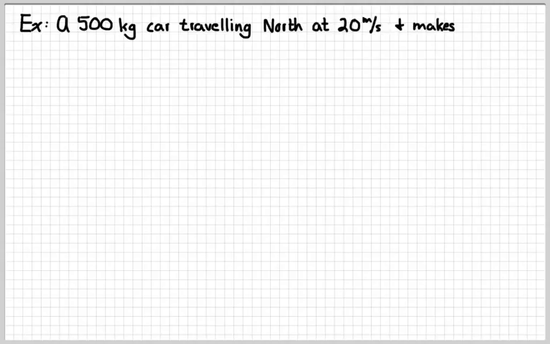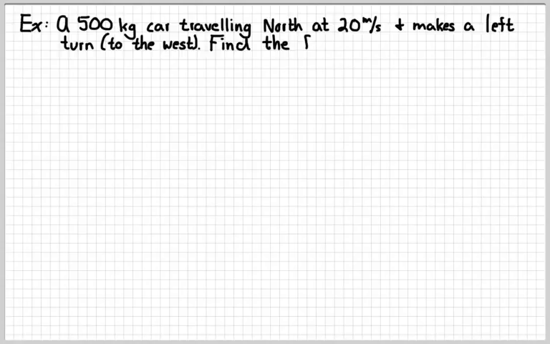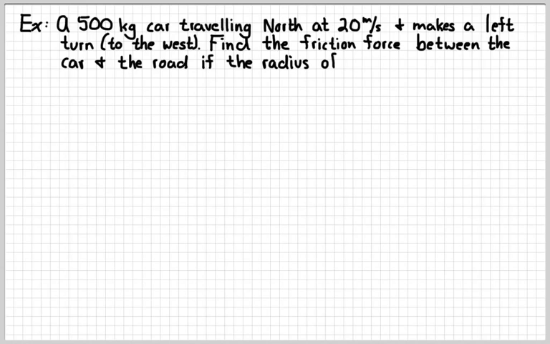So, simple example. Suppose we've got a 500 kilogram car traveling north at 20 meters per second, and it makes the left-hand turn, which means it's turning to the west. We want to figure out the frictional force between the car and the road. We're going to assume that the radius of this turn is 400 meters. So it's a pretty wide turn for a car.